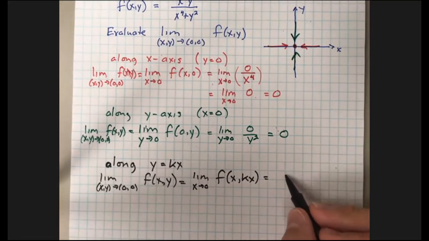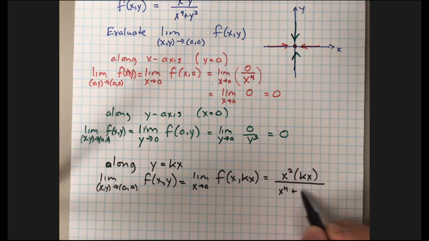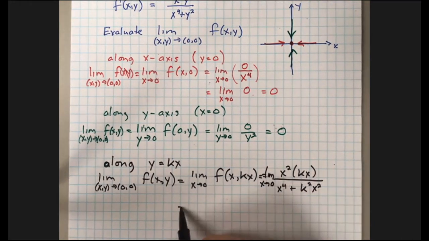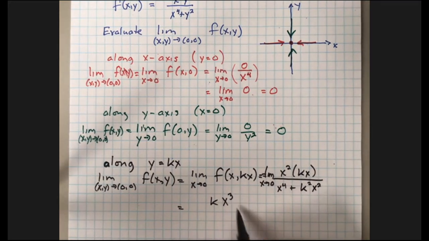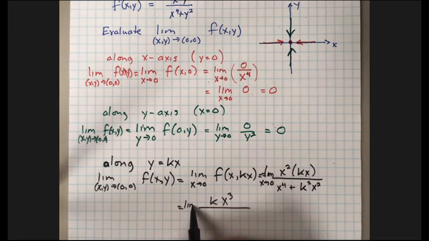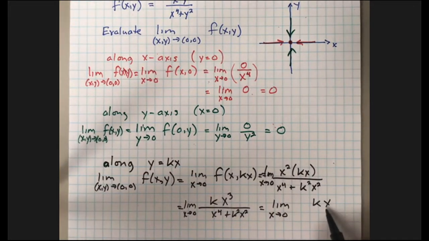I plug in x and kx for x and y, so we get x squared kx, that's the y on the top, over x to the fourth plus k squared x squared. That's the bottom. Oh, sorry. I have to take the limit as x goes to zero there. Squeeze that in. And that is kx cubed over x fourth plus k squared x squared. Did I evaluate that correctly? Looks like it. Now you see what I can do here is cancel out x squared between the top and bottom, and I reach this limit, x goes to zero, of kx over x squared plus k squared.